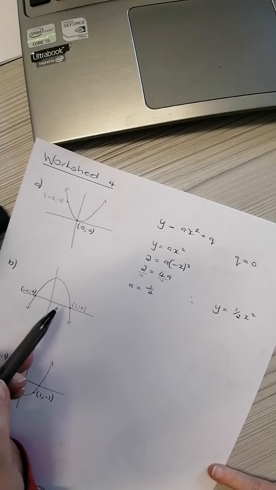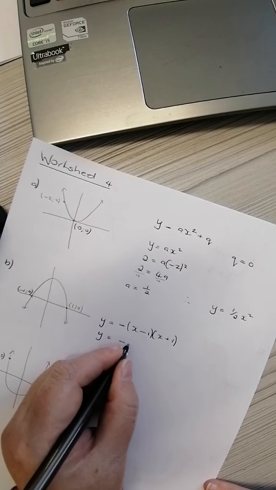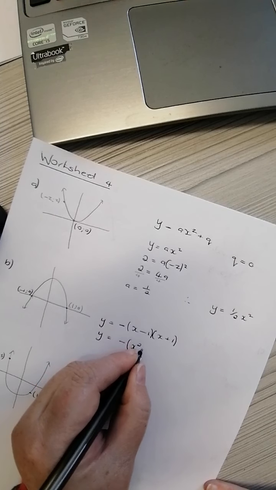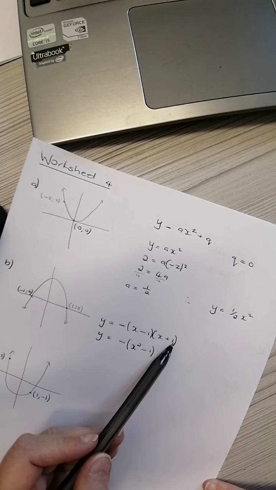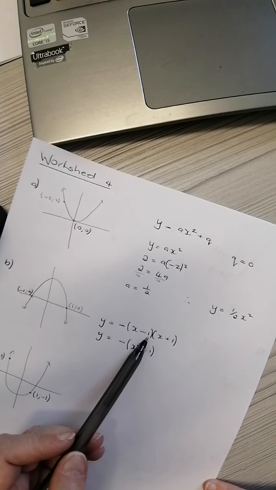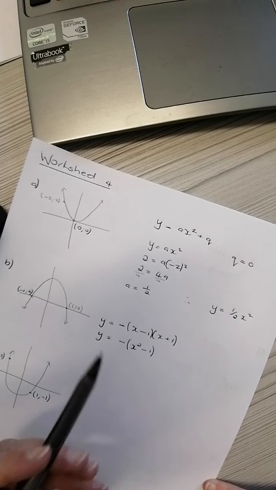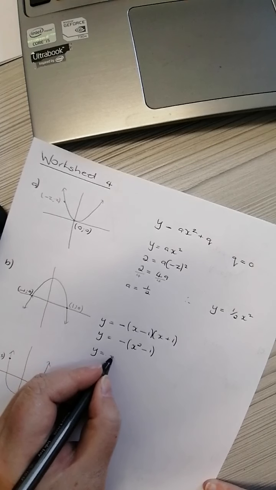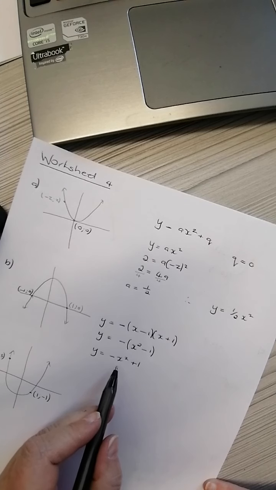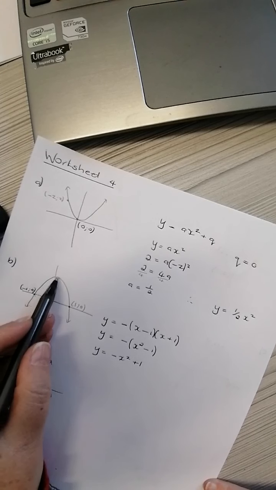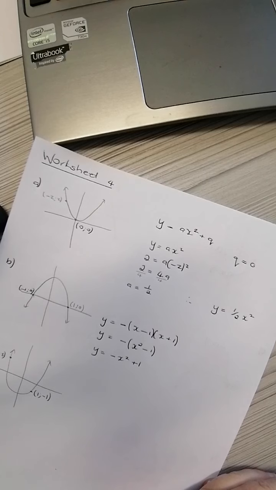Now we can say y = -(x - 1)(x + 1), and we multiply this out: x squared, positive 1x, minus 1x cancels out, minus 1. So then we have y = -x² + 1. That seems to make sense. It's a sad graph, and yes, it could be positive 1 up there.